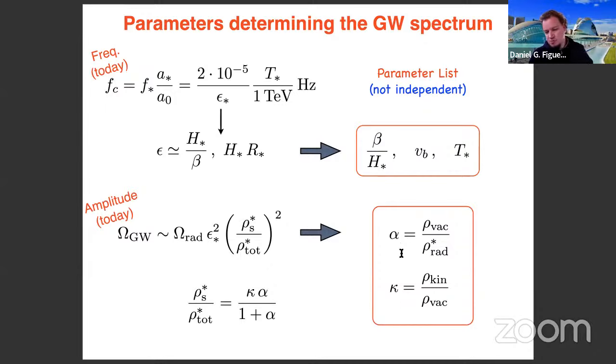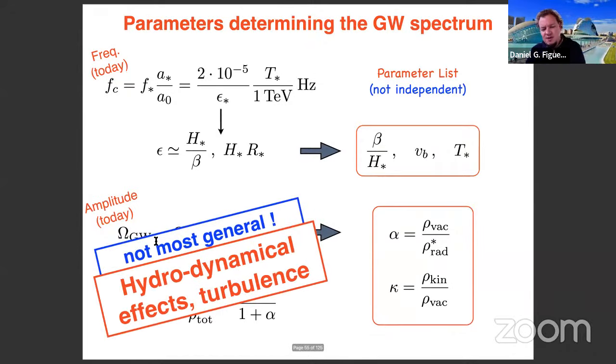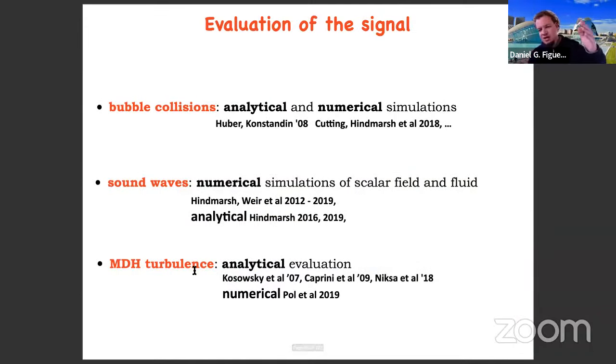Altogether, we can add a couple of more parameters. Alpha, the ratio of the vacuum energy inside the bubbles to the radiation fluid outside, or kappa, the ratio of the kinetic energy of the walls to the vacuum energy. As I said, I'm being very simplistic, and in reality, you have to take into account hydrodynamical effects and possibly turbulence, the development of turbulence. And this is not captured by these basic formulas. There are other formulas and other considerations. But as I said, I'm not going to dwell into the technicalities of that because it would take too long. I'm rather going to give you an overview of how people are doing this nowadays.